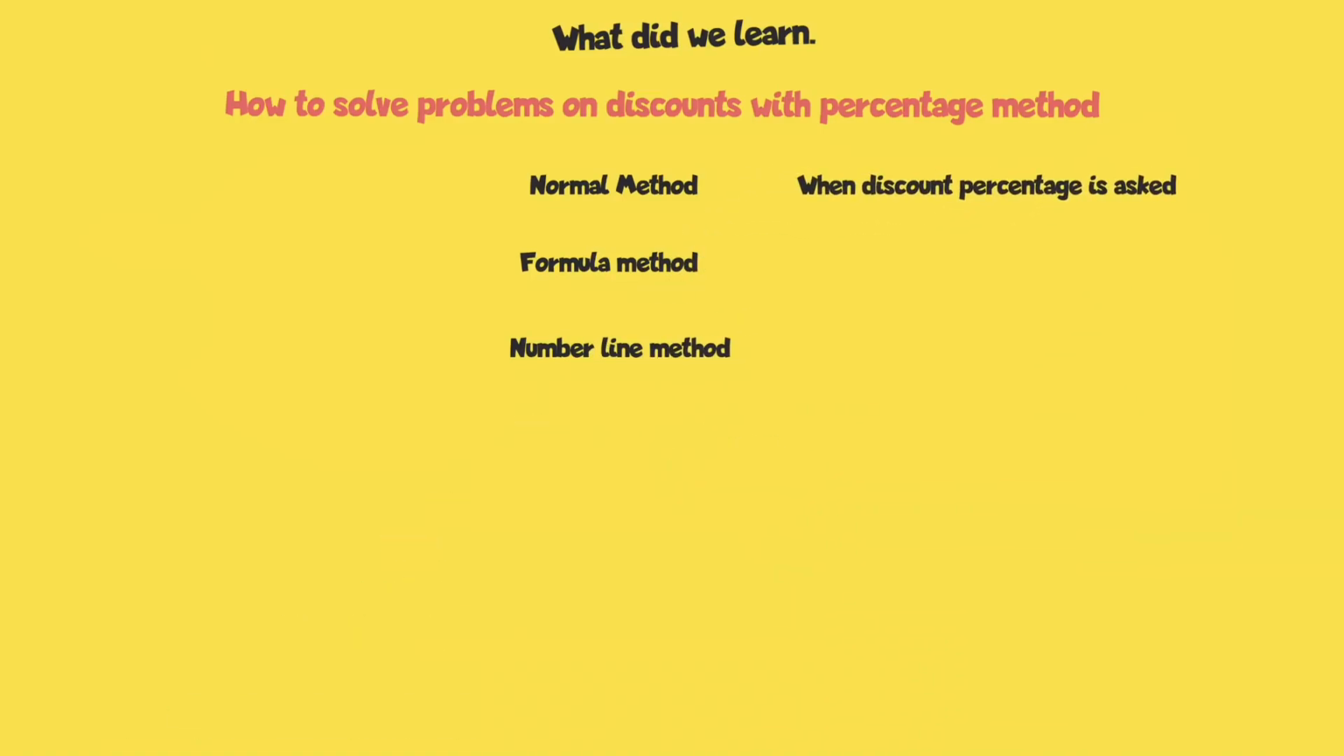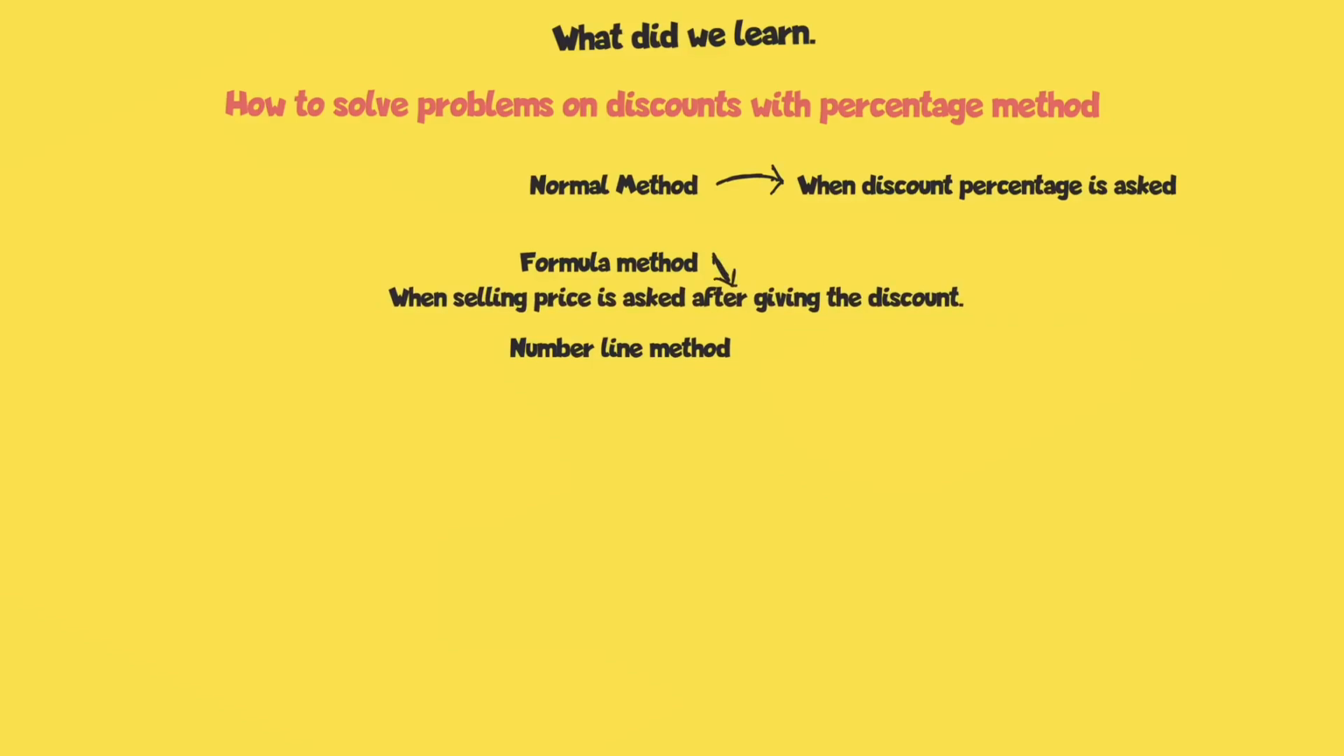So normal method, when will you use it? When the discount percentage is asked, because that is when finding out by the normal percentage method looks easier, because all that I need to know is a percentage. Formula method, when will you use it? When the selling price is asked after giving the discount.